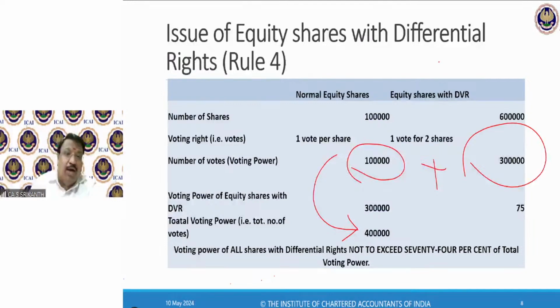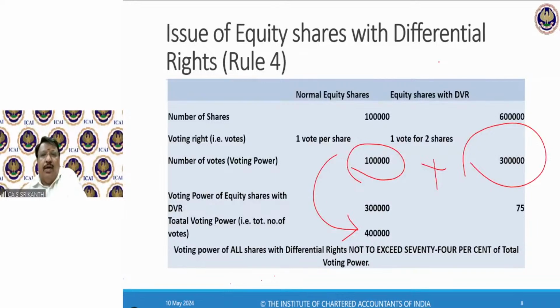From now onwards, this company cannot issue DVR shares. This is the limit. If they want to issue more DVR shares, what should they do? They should increase the normal equity shares. The idea is that normal equity shares should not fall below 26%. They're saying equity shares with normal voting rights should be at least 26%. It's a minimum condition for normal equity shares.